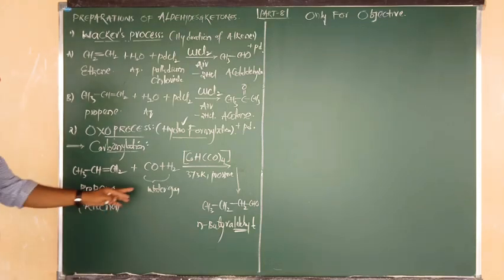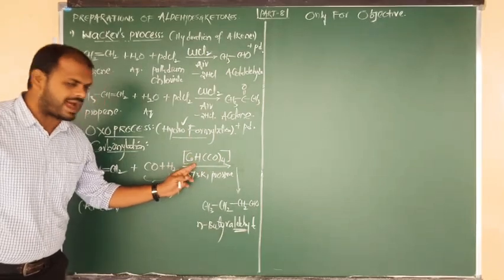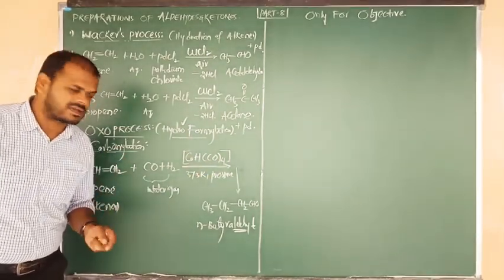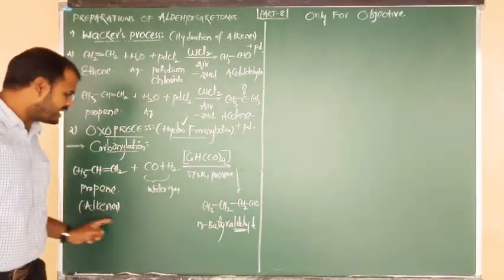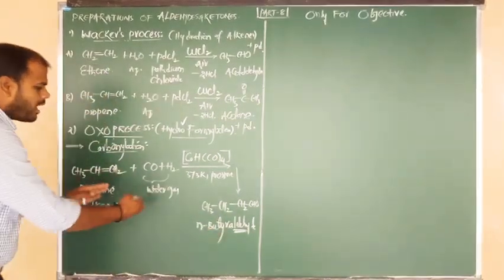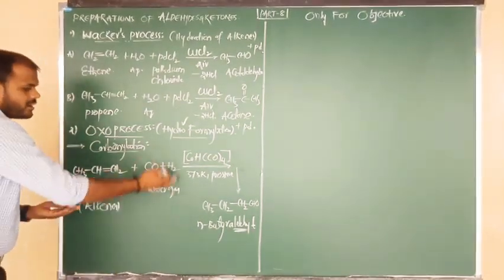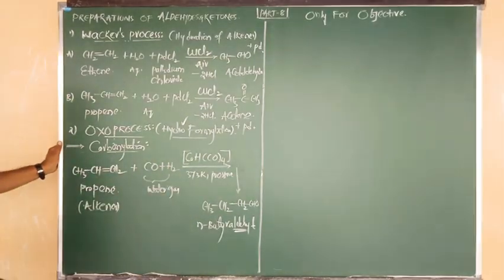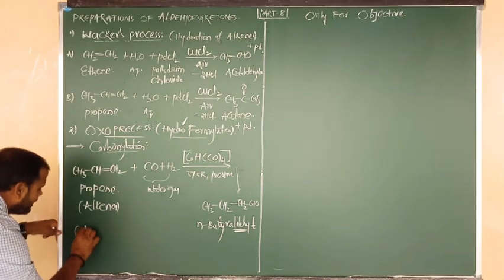So alkenes on reaction with water gas in the presence of cobalt carbonyl hydride at 373 Kelvin and under suitable pressure form aldehydes. So alkenes are changed into aldehydes upon reaction with water gas, and we can also say upon hydroformylation in the presence of a catalyst. Try to remember the name of the catalyst also.